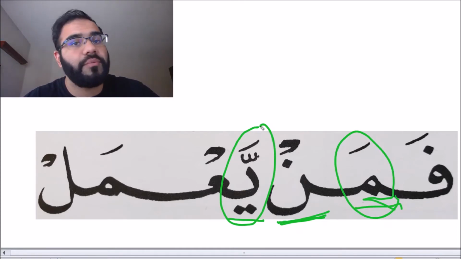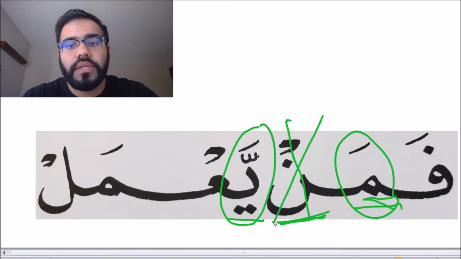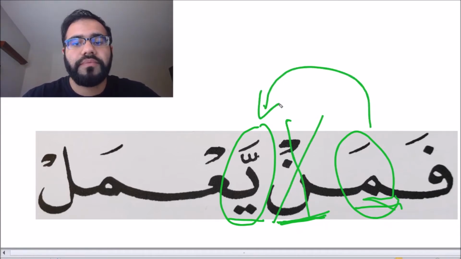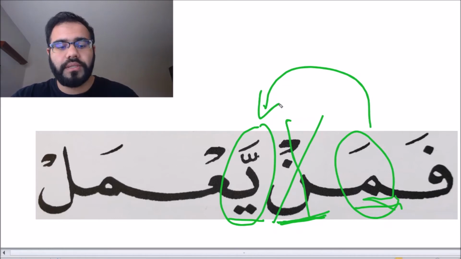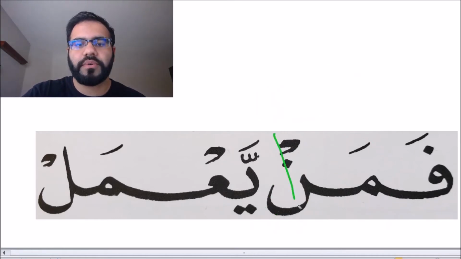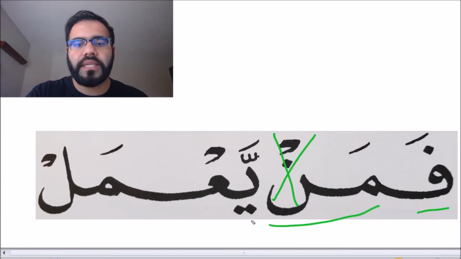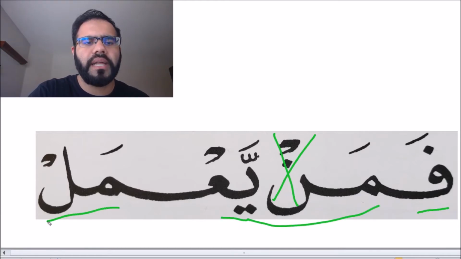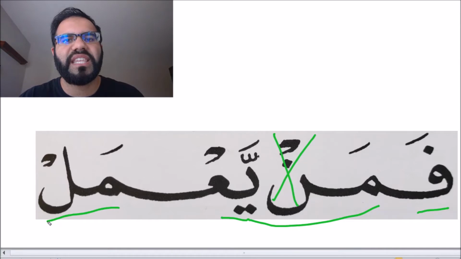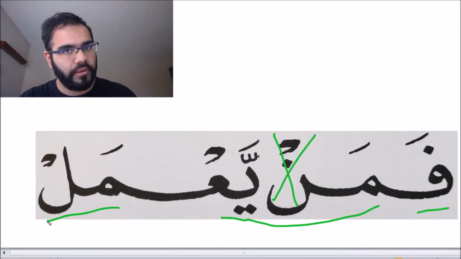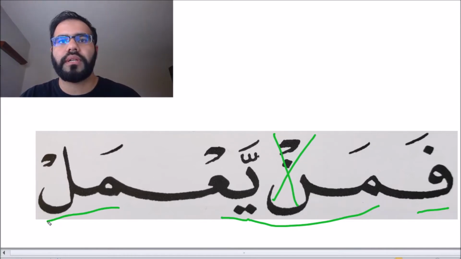Only this time we don't have a tanween, so we don't have to draw all the steps. All we know is we're going to skip that noon. This meem will jump straight to ya. Okay, so now if we read it, in fact, I'm just going to put a little X there just so that I know. Fa man ya'mal. Okay, fa man ya'mal. Again, I held that ya. Here we go. Let's go to the next one.